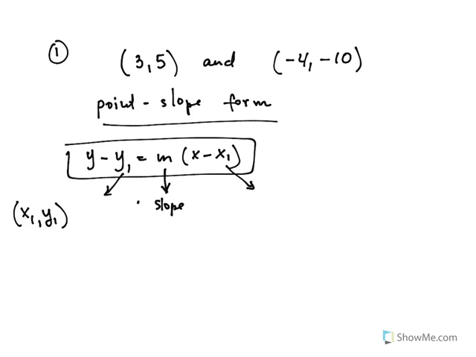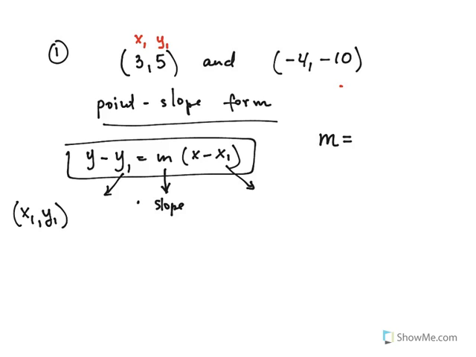So what I usually do, I pick one of these points, and again it doesn't matter which one, you're going to get the same answer. I just put above my 3 x sub 1, and above the 5 I put y sub 1. So that tells me that when it's time for me to plug in the numbers, I'm going to use the 3 and 5.